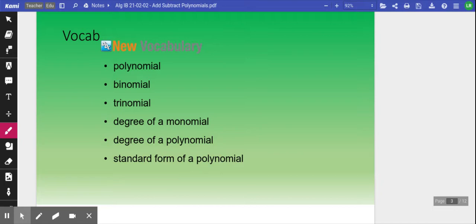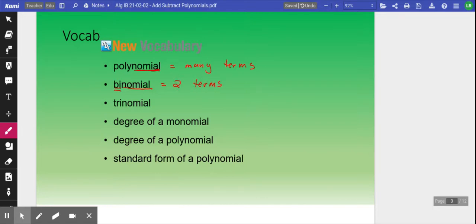But this first one, the word polynomial. Well, the word nomial, essentially, we can liken that to terms. So polynomial has many terms. Now, a binomial: a bicycle has 2 wheels, a binomial has 2 terms.